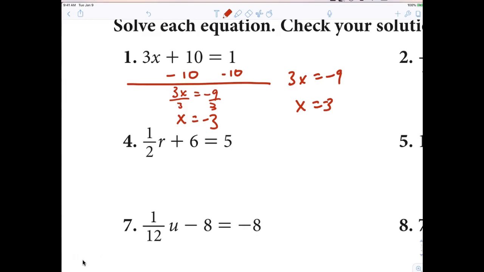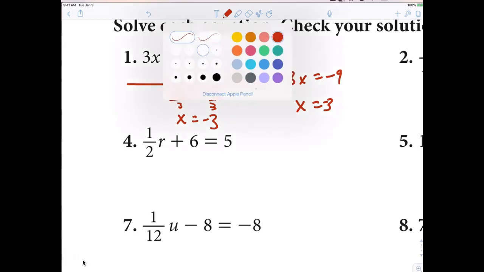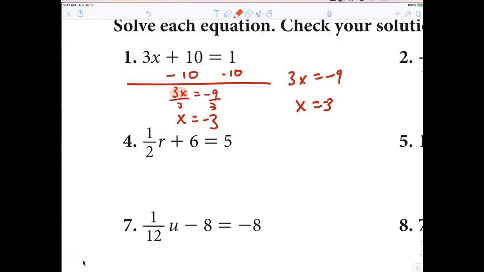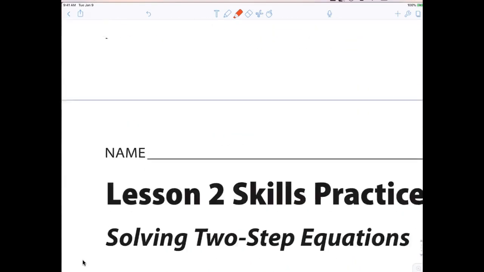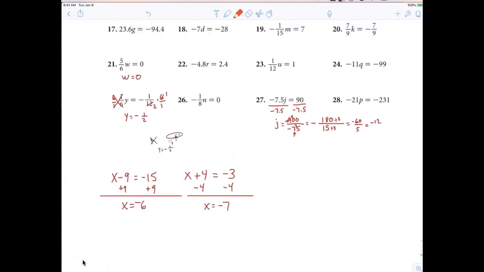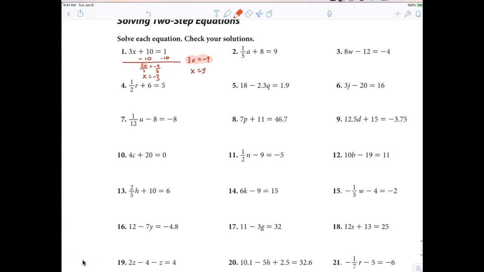How did you get 3? It's right here. 3x equals negative 9. What do I do? That's what that is. That's what we're doing all the way up here. All those problems were 1 step. Now we have how many steps? 2. That's it.